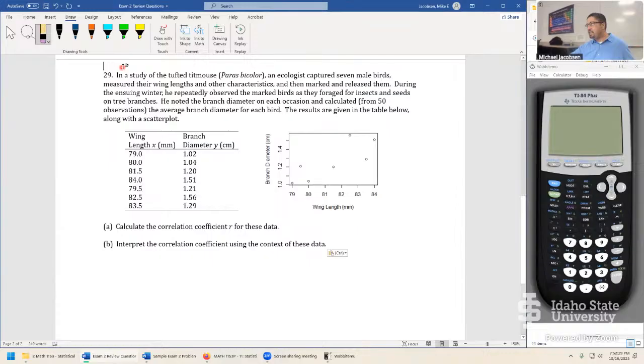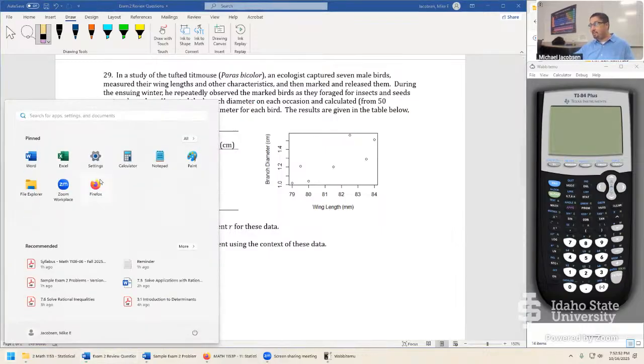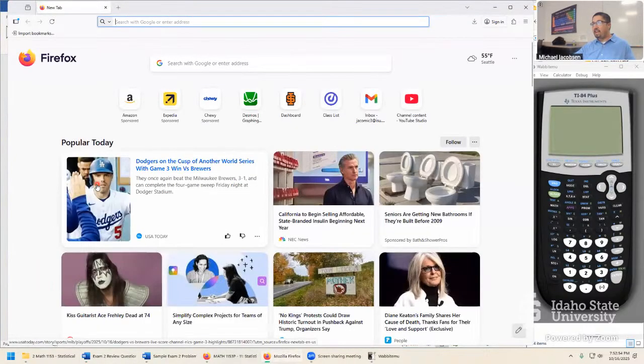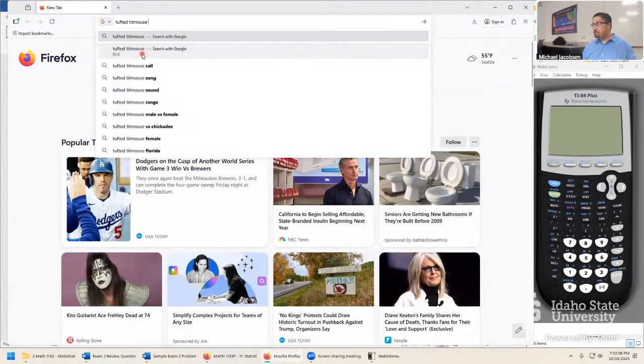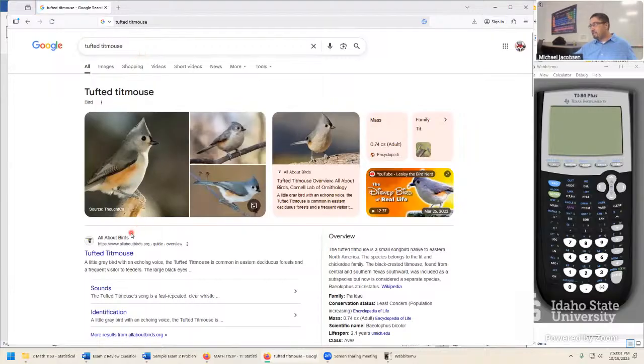So in the study of the tufted titmouse, this is just a bird, Parus bicolor, an ecologist captured 7 male birds, measured their wing lengths, and other characteristics. So these are the 7 birds they captured, and that's such a strange name for a creature. Let's take a look at what this even looks like. Again, if you're doing this as a quiz, this is a pretty good strategy all on its own. If you have a picture in your mind of what you're working with, the problem feels a lot more concrete, less abstract.